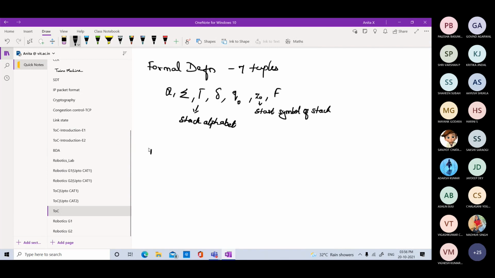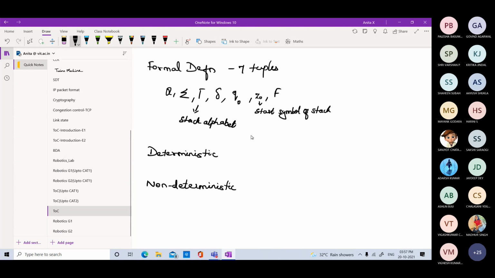Here again we'll be discussing deterministic. We can have a deterministic push-down automata and a non-deterministic push-down automata. I hope you're already aware of these terms. What is a deterministic finite automata? For each input symbol, for each state, I can have a transition to only one particular state.